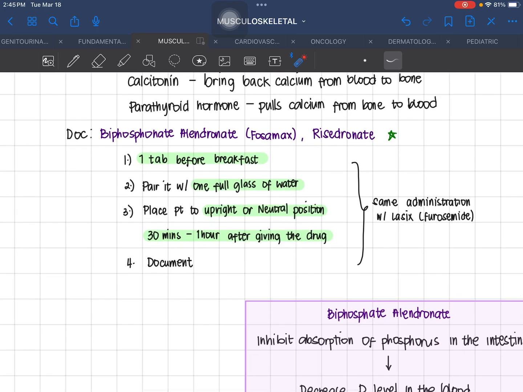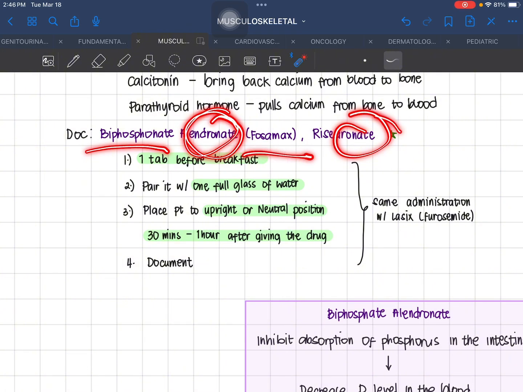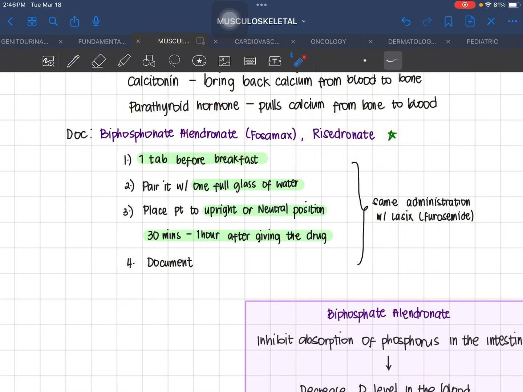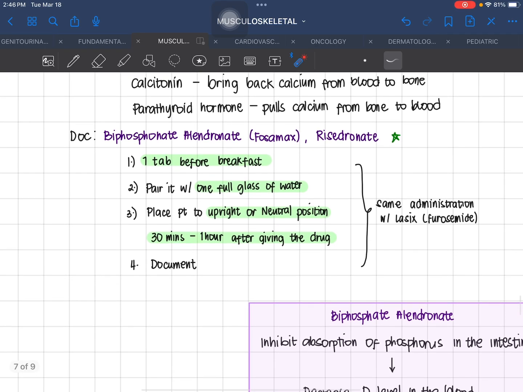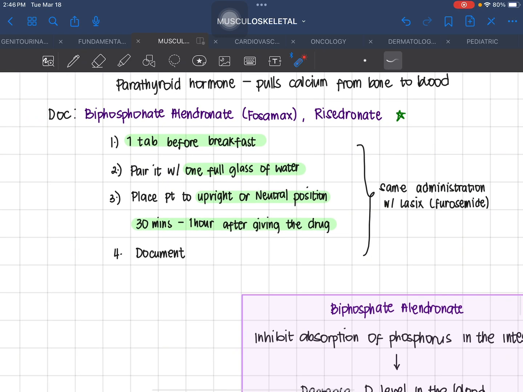So, one drug of choice, of course, the biphosphonate alendronate Fosamax. And also the risedronate. Basta dronate, ayan, biphosphonate, alendronate, Fosamax, and risedronate. Ayan yung drug of choice natin for osteoporosis. Damay na rin natin yung calcitonin and calcium supplement. So, sa biphosphonate, alendronate, and risedronate, it should be 1 tab before breakfast. Tatandaan natin na it should be before ka mag-umagahan.